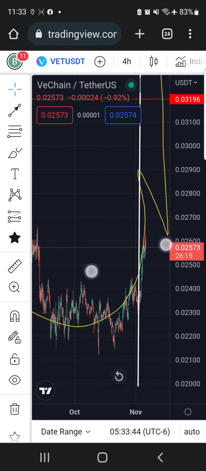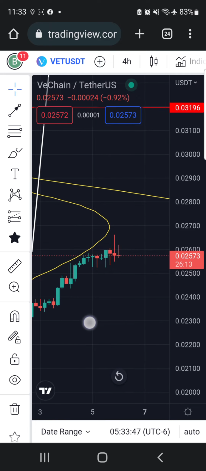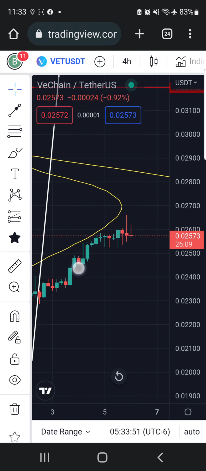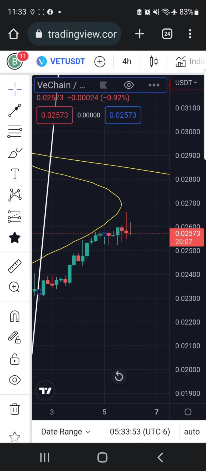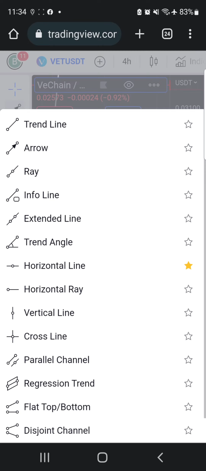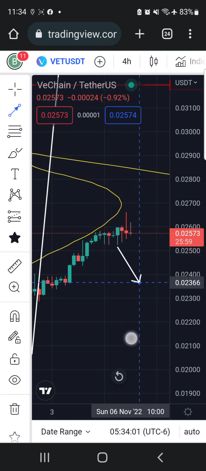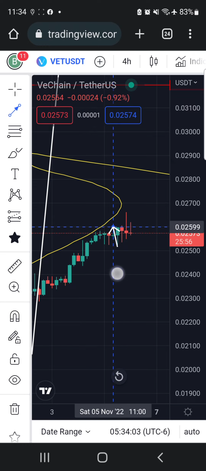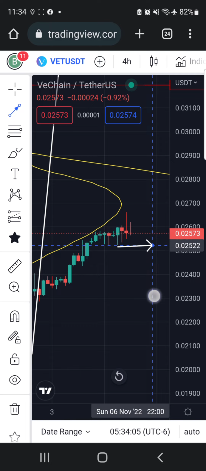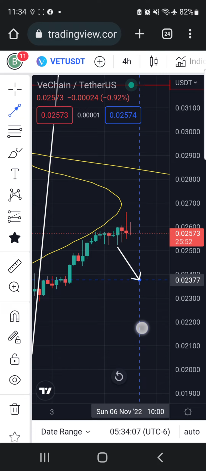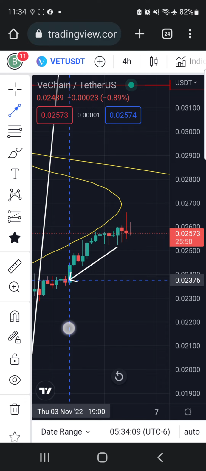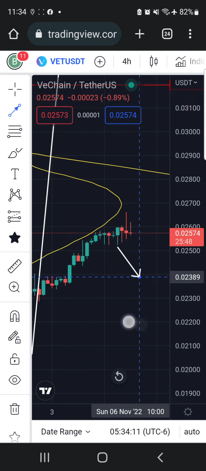Okay, now we can see a rounding formation from here to there. So we are more than likely going to be hitting back down into this region there, because the rounding top usually means it will come back down to this area over here. So that could be our first point of interest.